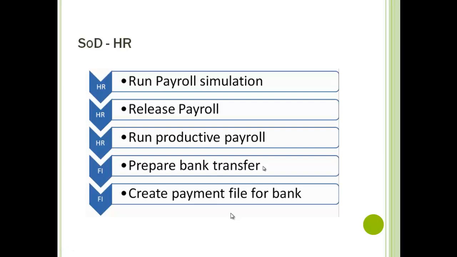That means the payment file could be some kind of interface between our ERP system and the bank, which will create some file and it will be sent to the bank. Once this has come from the source, then it will be automatically processed by the bank. Though this is a very simple example on HR, this also needs to be segregated. You cannot have all this authorization with one user.